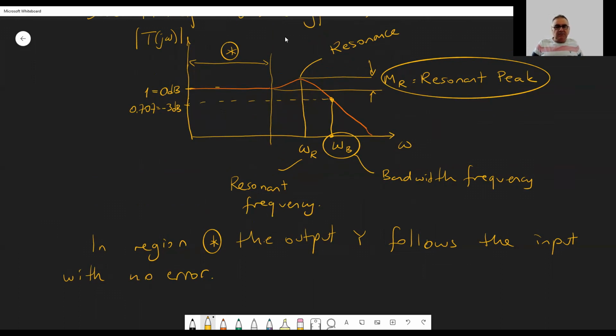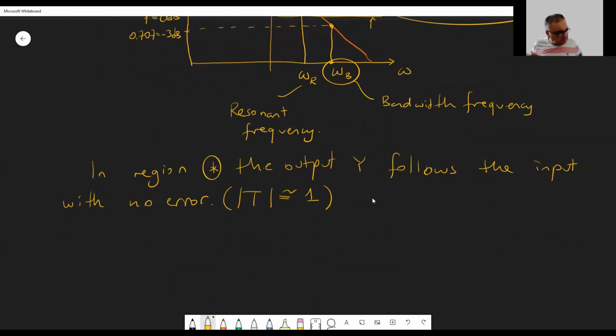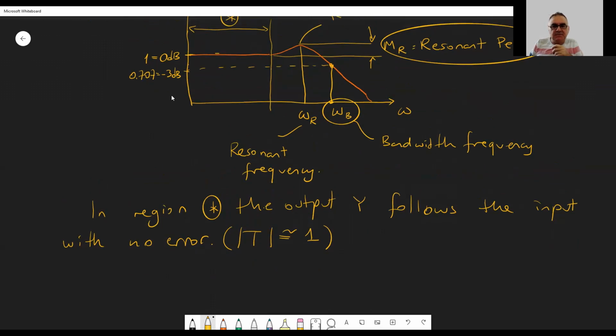So eventually your response is going to go down and the output won't be able to follow the input any longer. In the lower frequencies, the magnitude is approximately equal to 1. But after a while, your response is going to go down, and it won't be able to follow your input anymore. That's the region in which this thing starts going down.